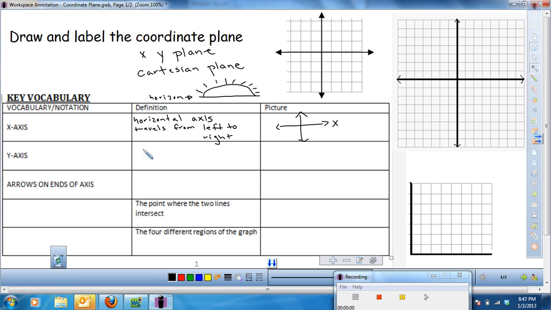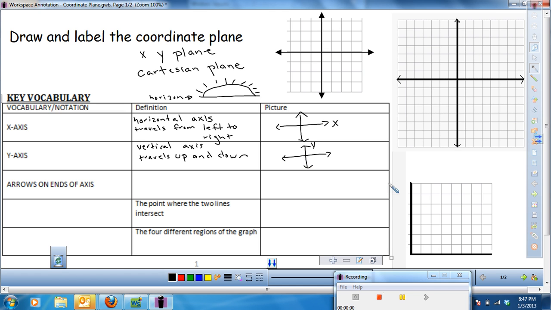All right, the other axis we have is the y-axis. The y-axis is a vertical axis, the axis that travels up and down. It travels up and down. So if I draw out my coordinate plane, the y-axis is this one right here. It travels up and down.